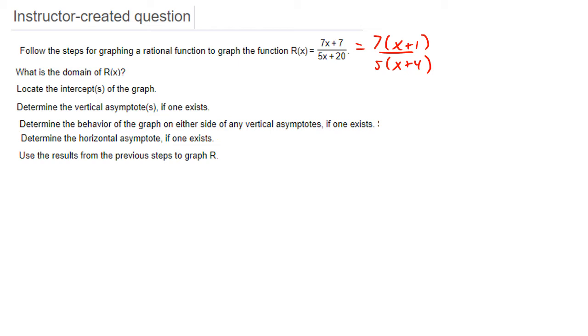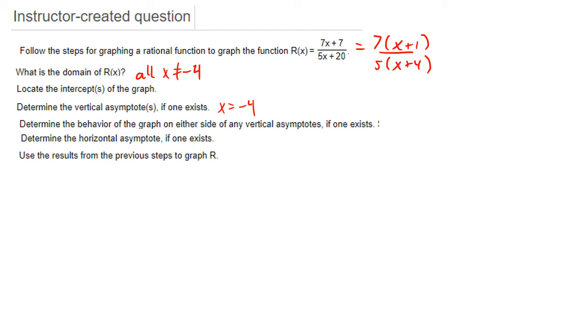This means the domain and the vertical asymptotes are both solved by setting the denominator equal to 0, which is quickly seen to be equivalent to x equals minus 4. So the domain is all x except for that, and x equals negative 4 is the only vertical asymptote.